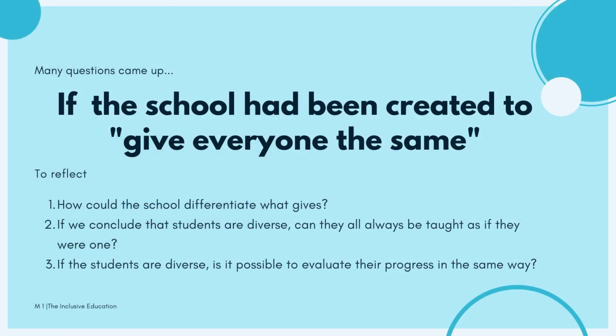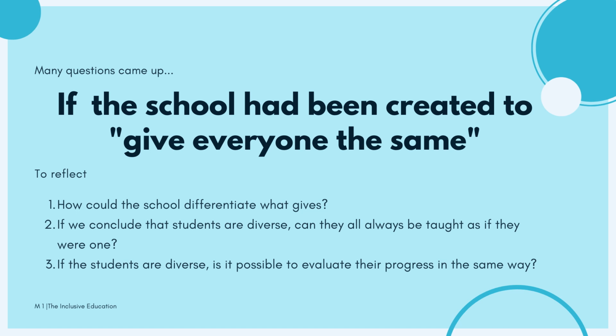So, in this historical perspective, many questions have arisen. If the school had been created to give everyone the same, how could it start to differentiate what it gave? If we conclude that students are diverse, can they all be taught as if they were one? And yet, if the students are diverse, is it possible to assess their progress in the same way?